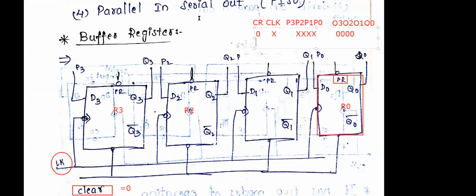The second condition, I am making my clear 1, because now I want the flip-flop to work in synchronous mode. Therefore, I am applying clear equals 1. Initially, I cleared the whole register, so all the register outputs Q3, Q2, Q1, Q0 are set to 0. Whatever may be the inputs, there is no problem. Now I am applying clear equals 1. I have applied the negative edge clock. I am applying clock equals 1 for the negative edge.